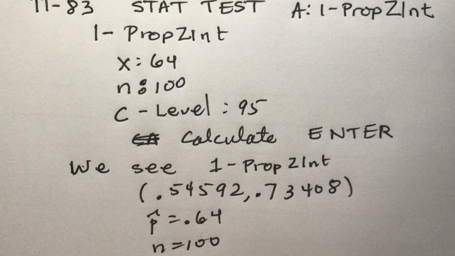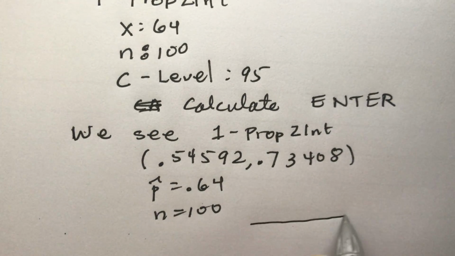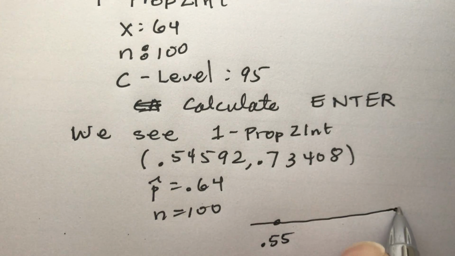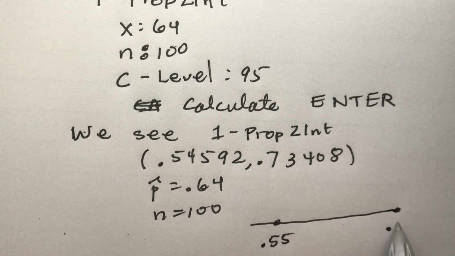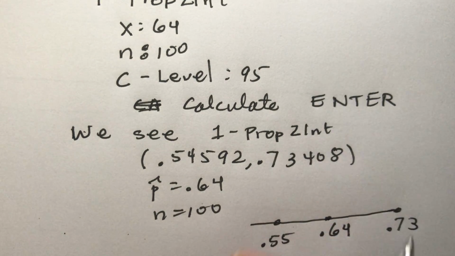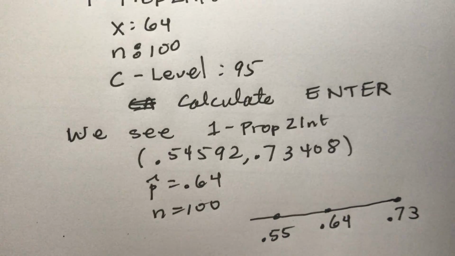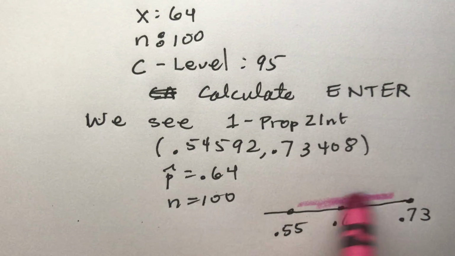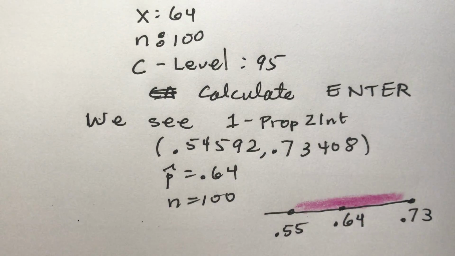So if I were to put this on a number line, the number line looks like this. I'm going to round first of all. It's going to have 0.55. That's going to be our left endpoint, and our right endpoint is going to be 0.73, and in the middle is 0.64. And we're not going to include the endpoints. That's what the round brackets mean, but actually I don't think it matters if we were to include the endpoints. Now, we can turn these into percents.